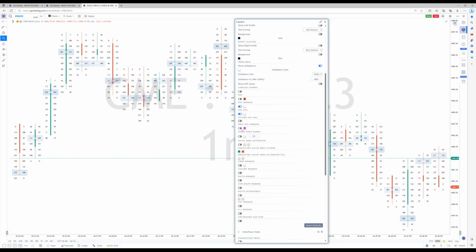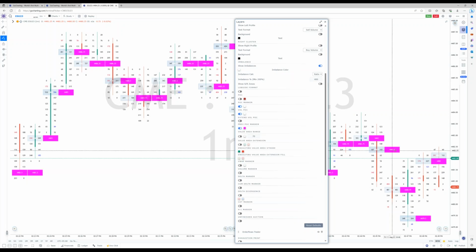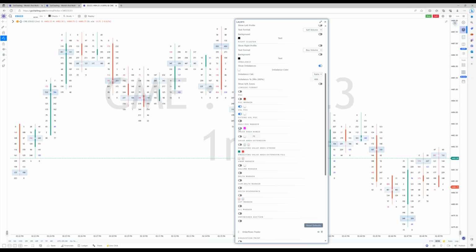Previous point of control, right? If you want to know where the previous point of control was as the next bar is forming, obviously you could see it on the chart, but if you want to have a visual representation of it being printed out there, it's right there.